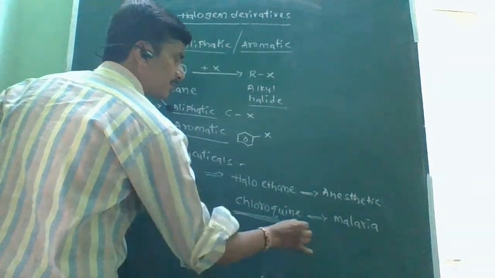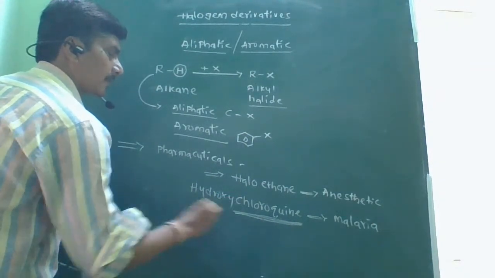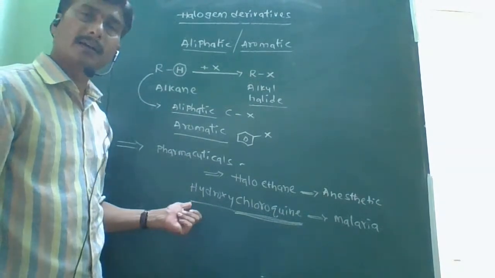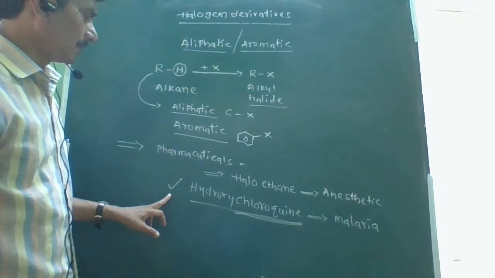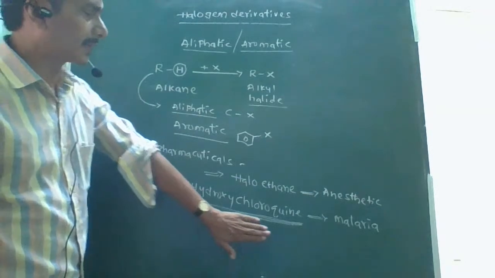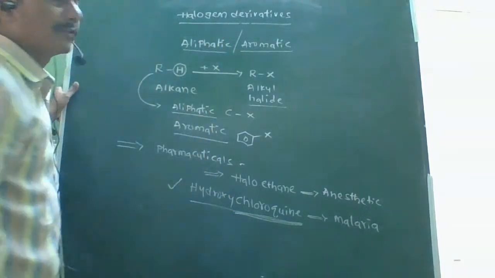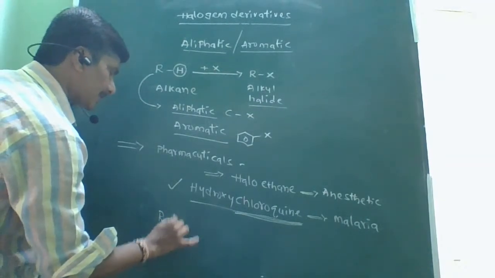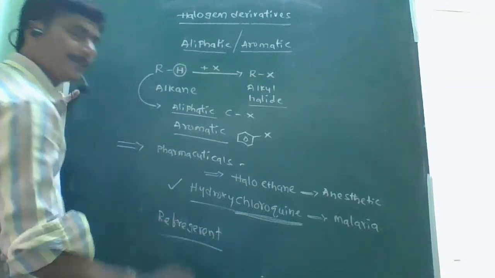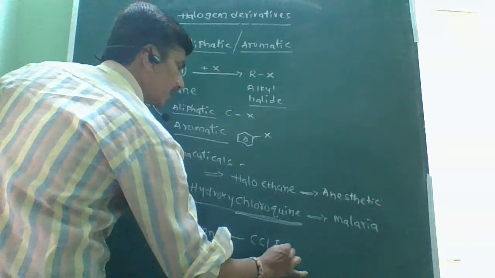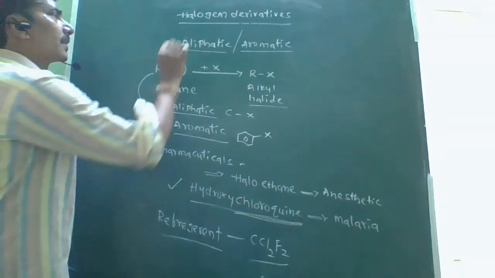It is a well-known drug, as you observe on TV, so most of the doctors will be using this one in the form of hydroxychloroquine for the treatment of the coronavirus. These drugs are exported to many countries, like USA also. So it is also one of the drugs which belongs to the halogen derivatives. Similarly, as a refrigerant, CCl2F2, Freon. So these are the halogen derivatives.